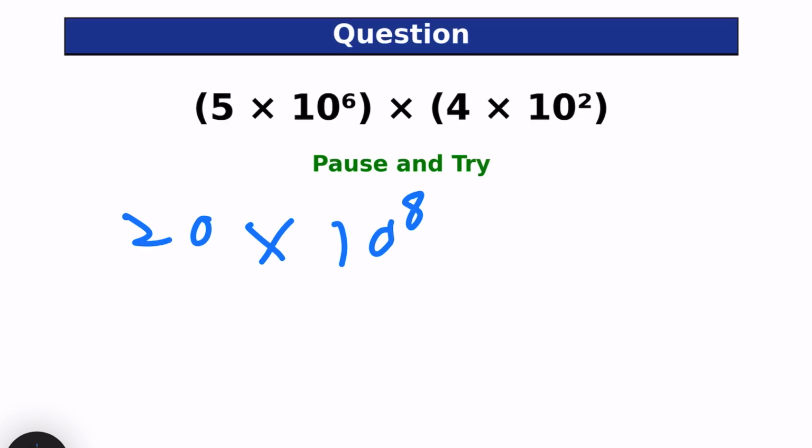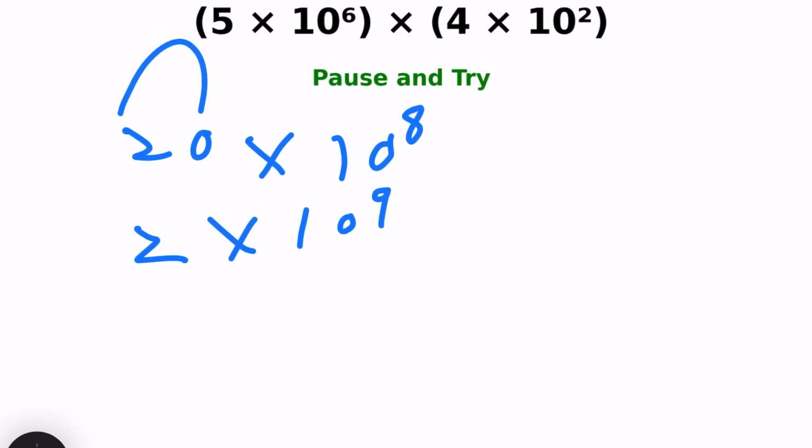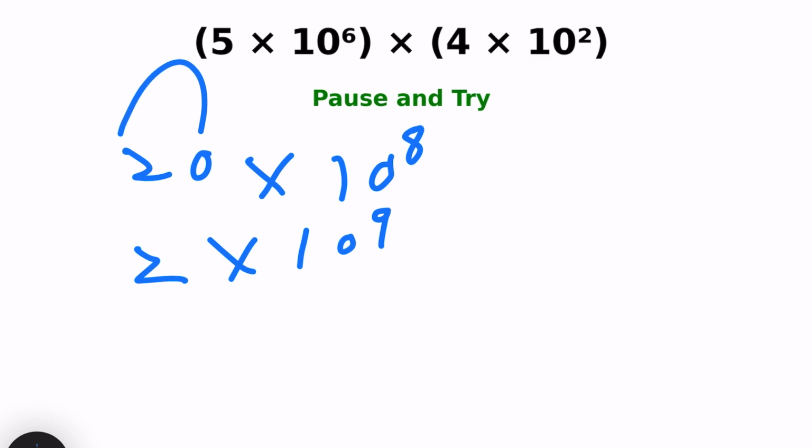So we need to make the 20 a number less than 10, so we can write it as 2, but now we need to multiply it by 10 to the 9. Basically, as we have divided the left part by 10, we must multiply the right part by 10, so that's why it goes up to 10 to the 9. So the final answer to that question is 2 multiplied by 10 to the power of 9.